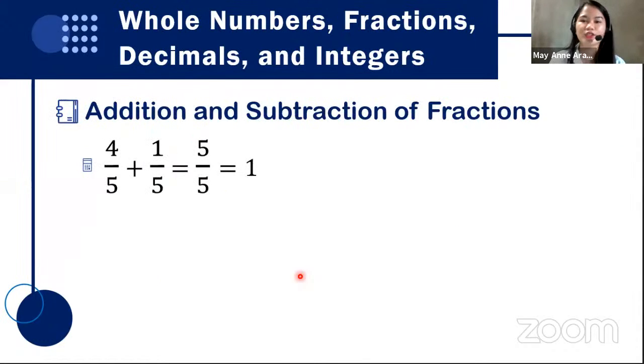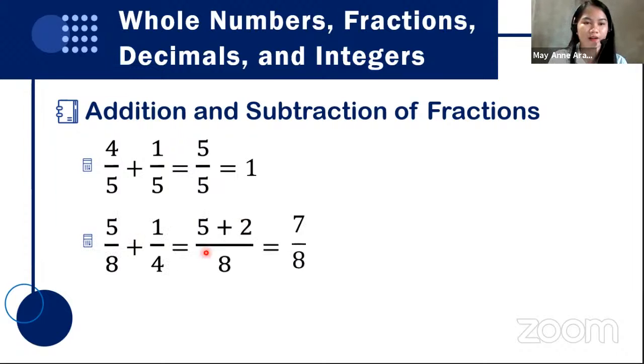Okay, next, the addition and subtraction of fractions. For example, we have 4/5 plus 1/5. If the given fractions are similar or like fractions, meaning they have the same denominator, all you have to do is add the two numerators. 4 plus 1, you have 5, and then just copy the denominator, so 5. Then just divide, and if it can be simplified, just simplify. So 5 divided by 5 is equal to 1.